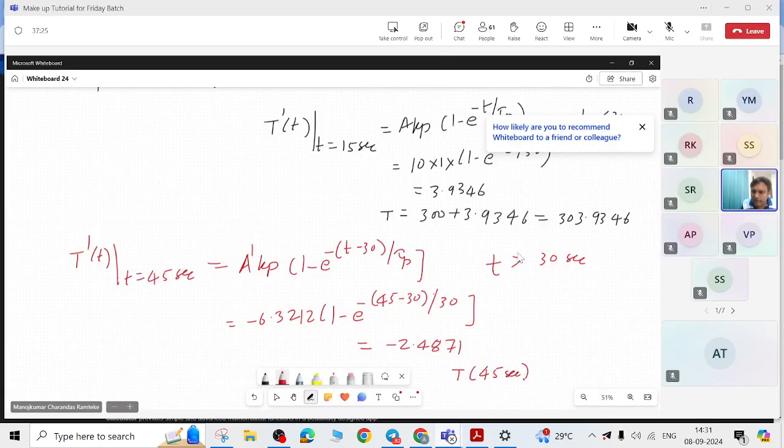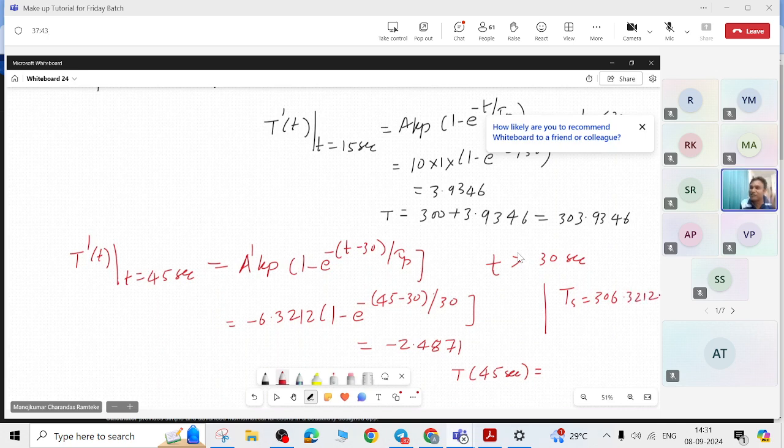So now in this case, again, we can calculate T at 45 seconds. Remember what is the steady state? What will be the TS here? 306.3212. That will be the steady state. Why? Because this is the negative step. What will be the starting temperature? 306.32. So here steady state, that will be TS, maybe I can represent that as TS1.